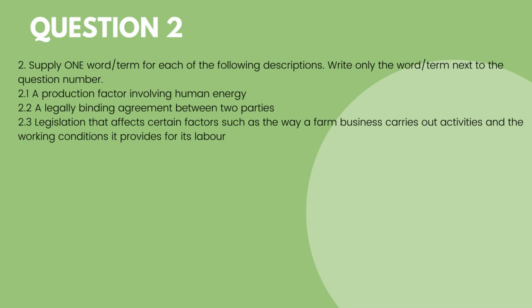Then let's come to question 2. So you're going to supply one word or one term for each of the following descriptions. So you're only going to write the term or the word next to the question number. A production factor involving human energy. So this is management, right?